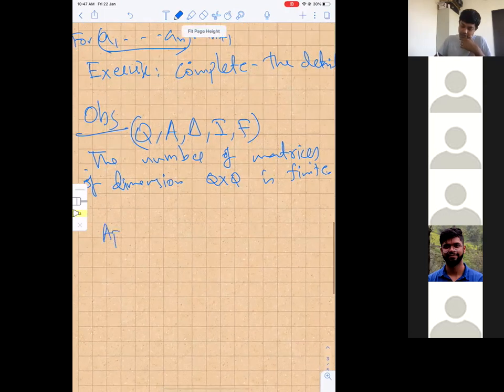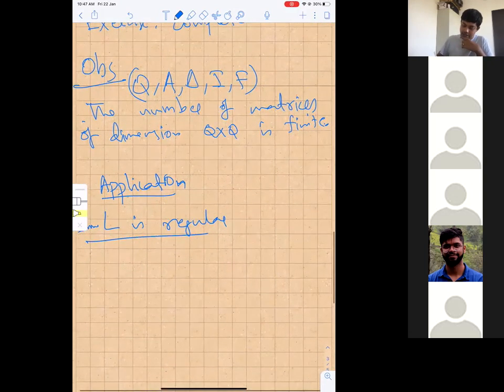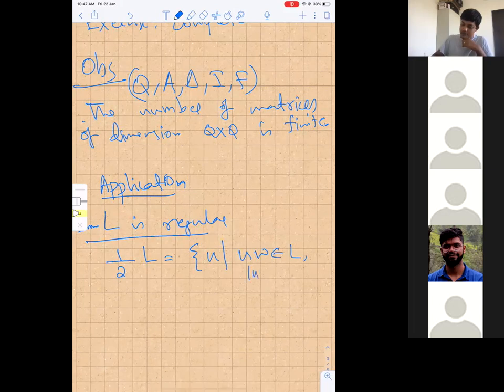So let me give you one application, the usefulness of this view. You know that if L is regular, assume L is regular. Now this is a standard exercise problem. Half of L is equal to all words U such that there is some W with UW in L and the length of U is equal to the length of W. You have to show that half of L is regular. How do you show this?